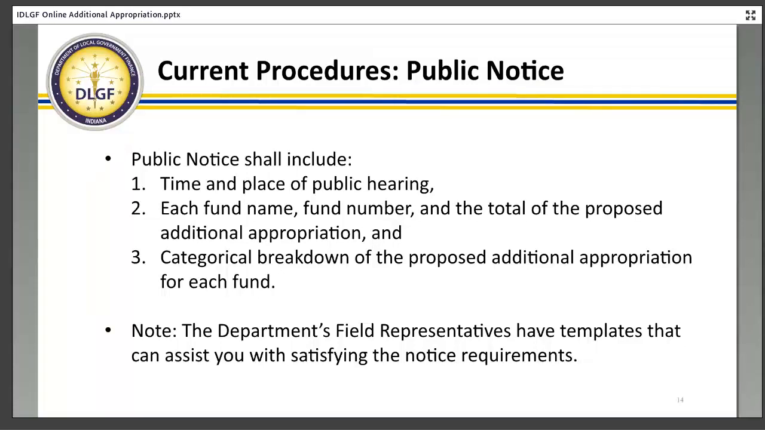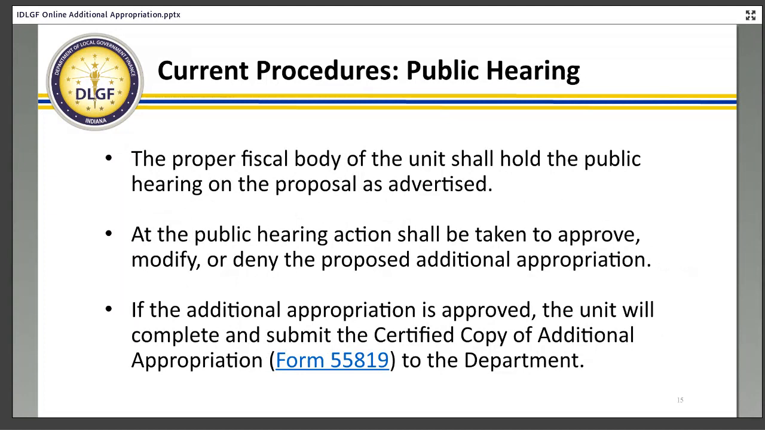Now, if you don't already have templates, the DLGF, your local field rep, can provide you templates that can be used to complete this public notice requirement, including the number 3 of a sheet that will show how to report those categorical breakdowns. All right. So after completing the public notice, the unit is able to move on to the public hearing.